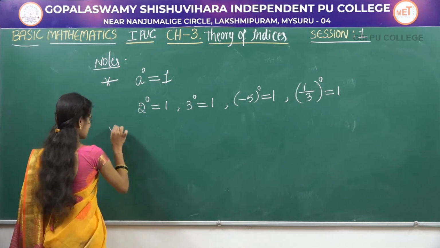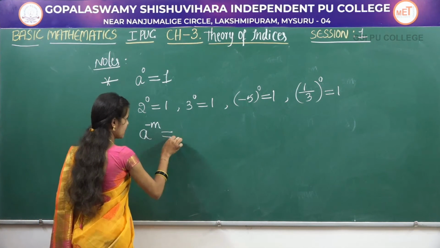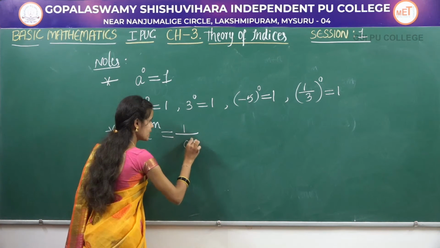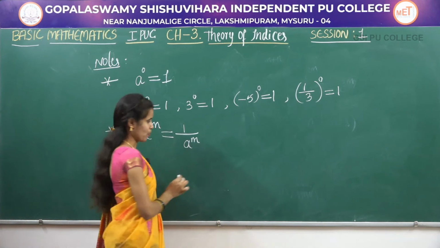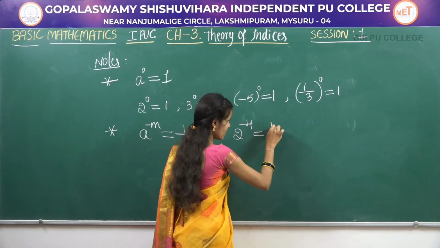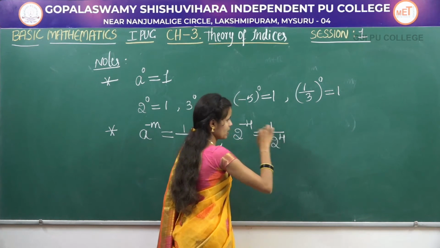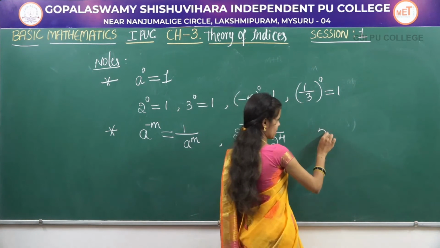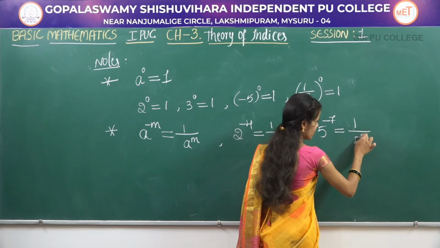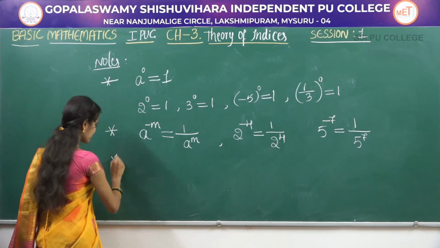Okay. Next, second point. A to the power of minus m. Here m is a positive integer, then this can be written as 1 by a to the power of plus m. For example, 2 to the power of minus 4. This can be written as 1 by, taking it into the denominator, it becomes 2 to the power of plus 4. For example, consider 5 to the power of minus 7. This can be written as 1 by 5 to the power of plus 7.